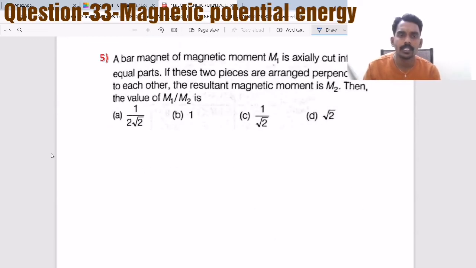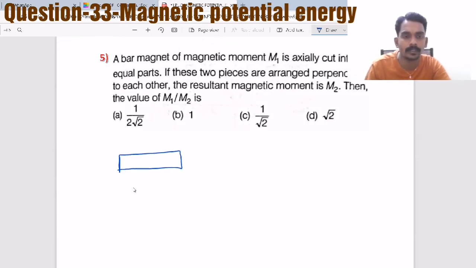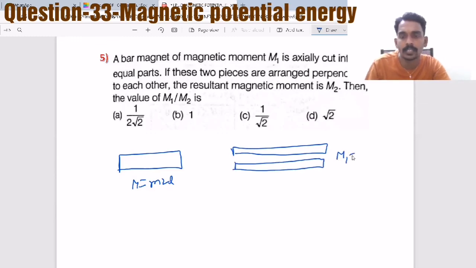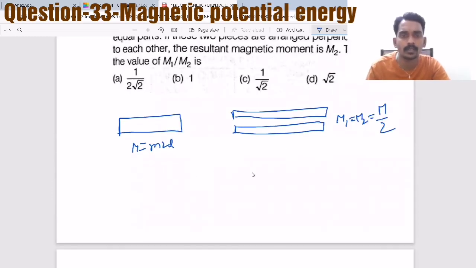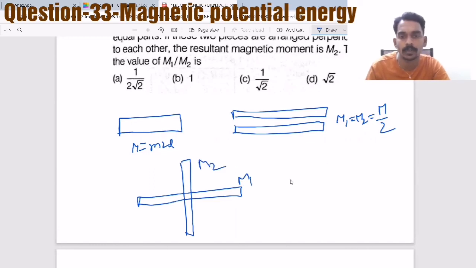Now one last and final question. A bar magnet of magnetic moment M is axially cut into two equal parts. If these two pieces are arranged perpendicular to each other, see there is one bar magnet whose magnetic moment is M into 2l. Now you cut it into two pieces along its axis. Now as I said, m1 equals m2 equals M by 2. Now we place them perpendicular to each other like this. One is m1, another is m2, along perpendicular directions. Now the resultant magnetic moment will become root of m1 square plus m2 square.